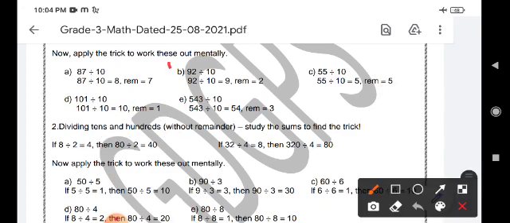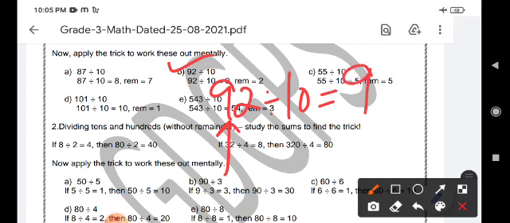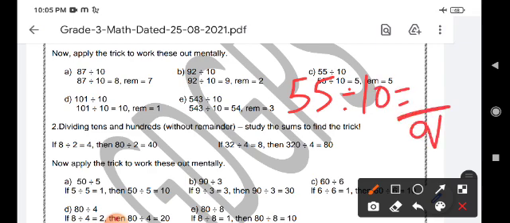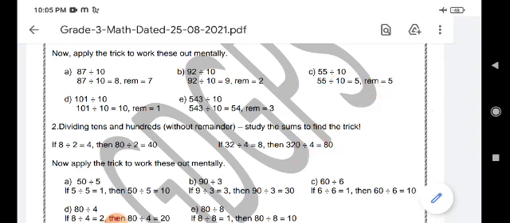Okay. Now B part, 92 divided by 10. 9 is the tens digit number. The first digit we will take as quotient and 2 will be our remainder. Now 55 divided by 10 equals what? What is the quotient that we are going to write here? It is 5, tens digit number. Then remainder will be this 5, ones digit number.